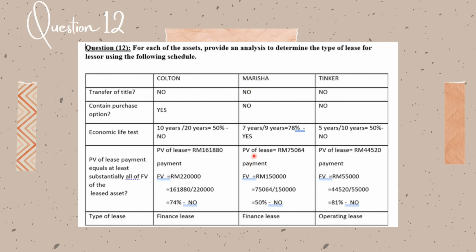And then Marisha has an economic life test above 75%, which is 78%. So we determine it as a finance lease because there is 1 yes. And then for Tinker, there is no yes; all of the characteristics are no, so we determine it as an operating lease. That's all for me. Thank you.